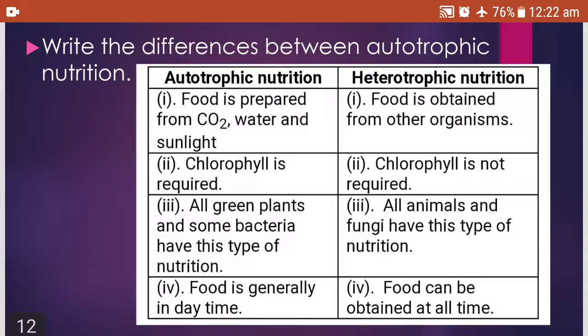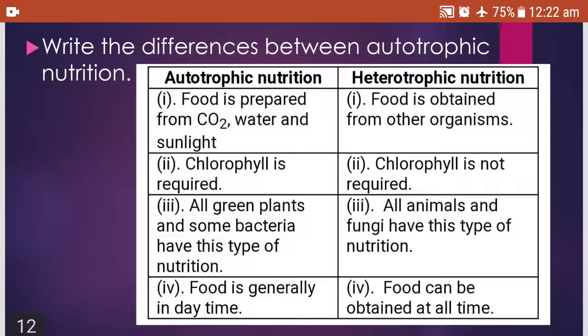Write the differences between the autotrophic and the heterotrophic nutrition. In autotrophic nutrition, food is prepared from carbon dioxide, water and sunlight. In heterotrophic nutrition, food is obtained from other organisms. Chlorophyll is required in autotrophic nutrition. Chlorophyll is not required in heterotrophic nutrition.